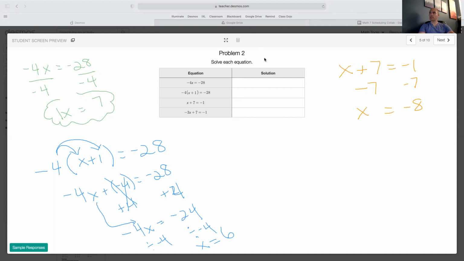And last but not least, let's see here, what color have I not used yet? How about this one? Negative 3x plus 7 equals negative 1. Okay, I look at my variable, I see that it's being multiplied by negative 3, and then I see 7 is being added to it. So that means I'm going to need to subtract 7 and divide by negative 3. So let me do those. Subtract 7 from both sides. I get negative 3x equals negative 8. And divide both sides by negative 3.